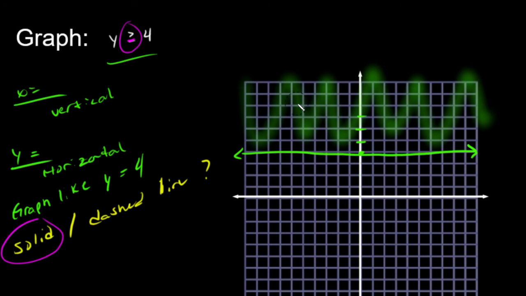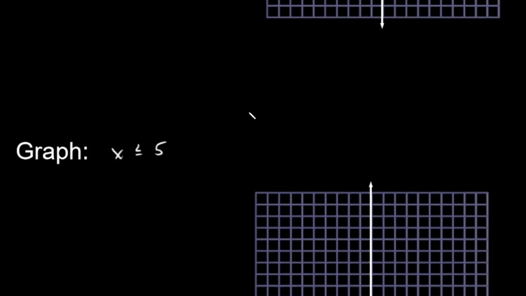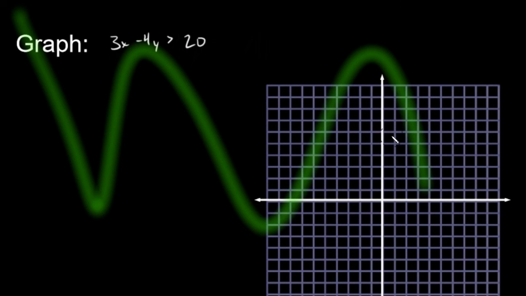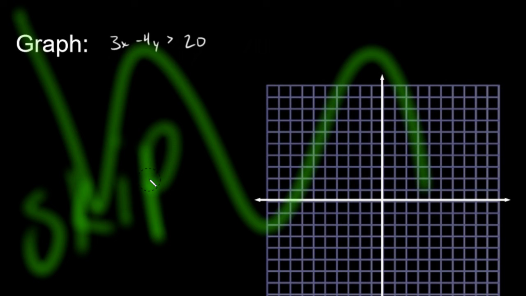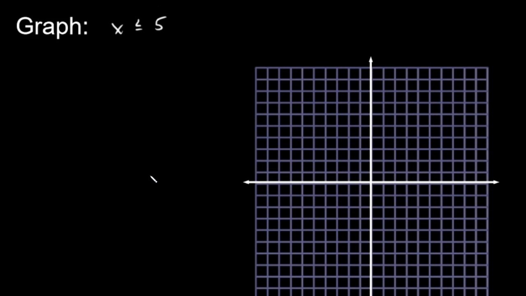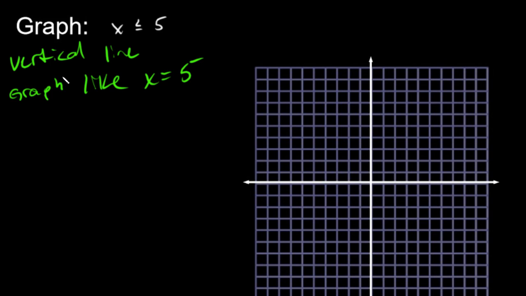Fair enough? Okay, so now we're going to skip this one. All right, so we're going to come down here. So if y equals lines were horizontal, what do you think x equals lines are? We actually even said it in the last one. This is going to be a vertical line. And it's going to graph like x equals 5.